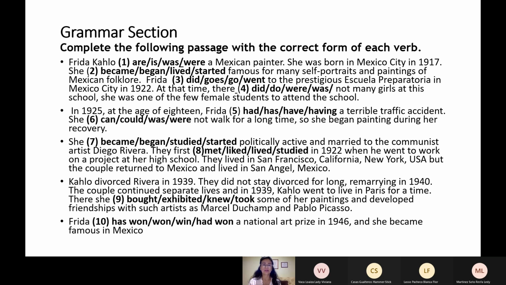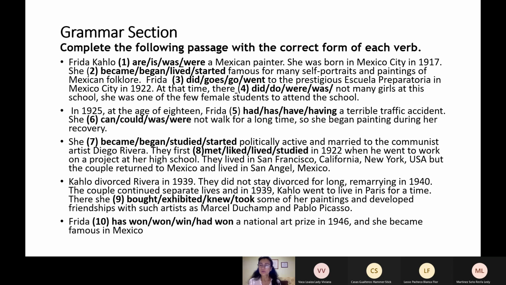Continue. Frida, go or went to the prestigious school? Frida went to the prestigious Escuela Preparatoria in Mexico City in 1922. Very cute. So, Frida went, y estamos hablando en pasado, porque seguimos hablando del pasado de Frida. Y es más, ¿por qué escogimos el pasado? Mira, aquí hay una fecha exacta que dice, in 1922, Frida went to the prestigious escuela preparatoria.